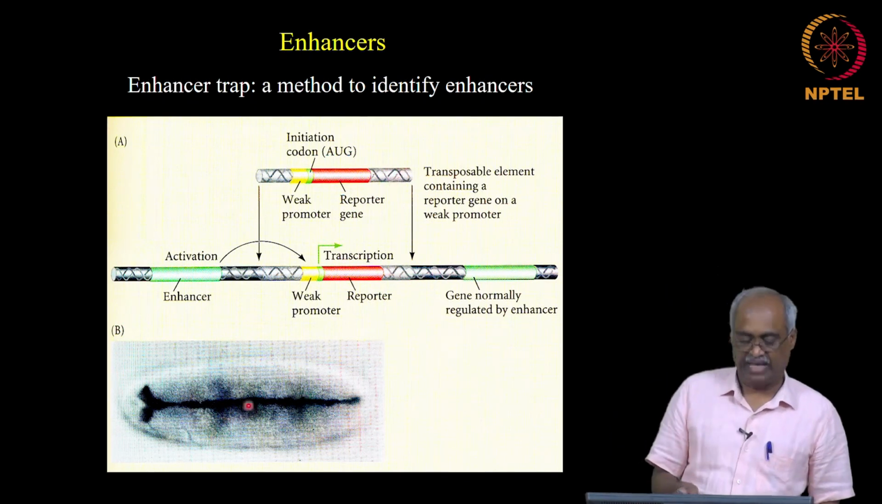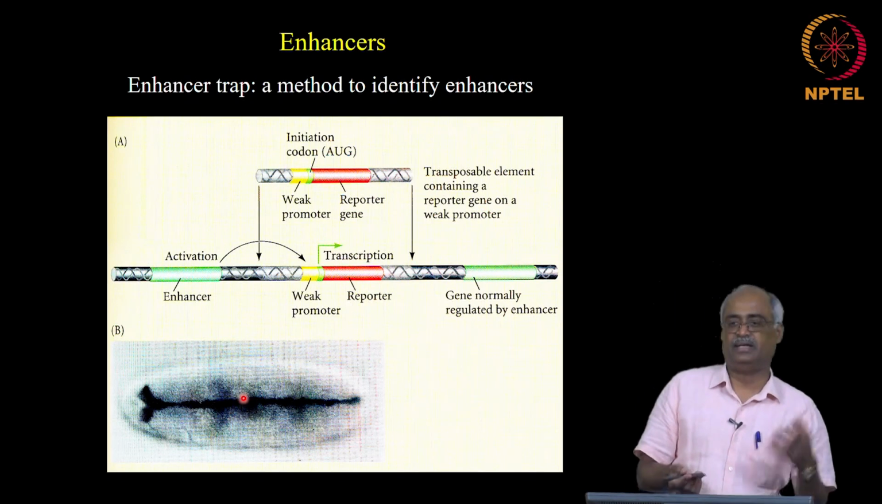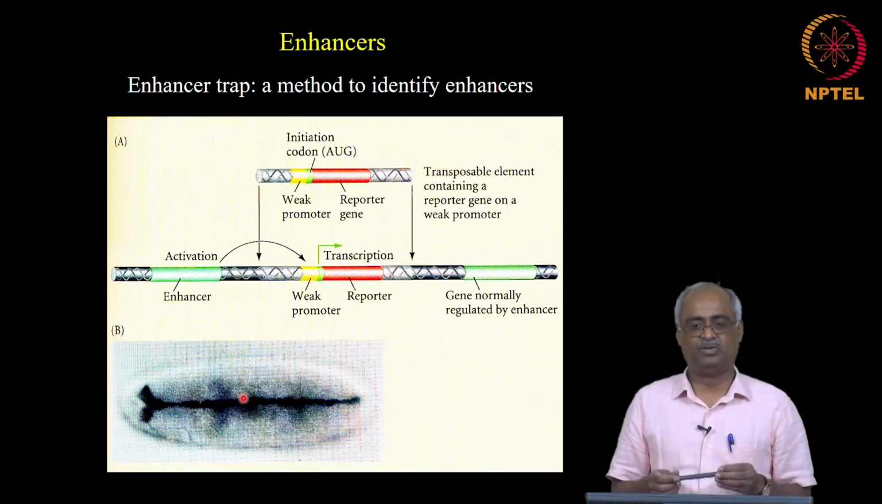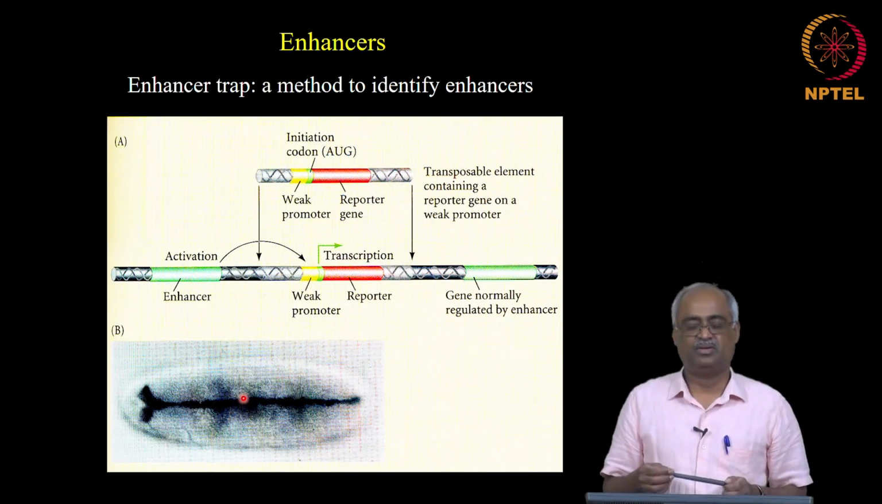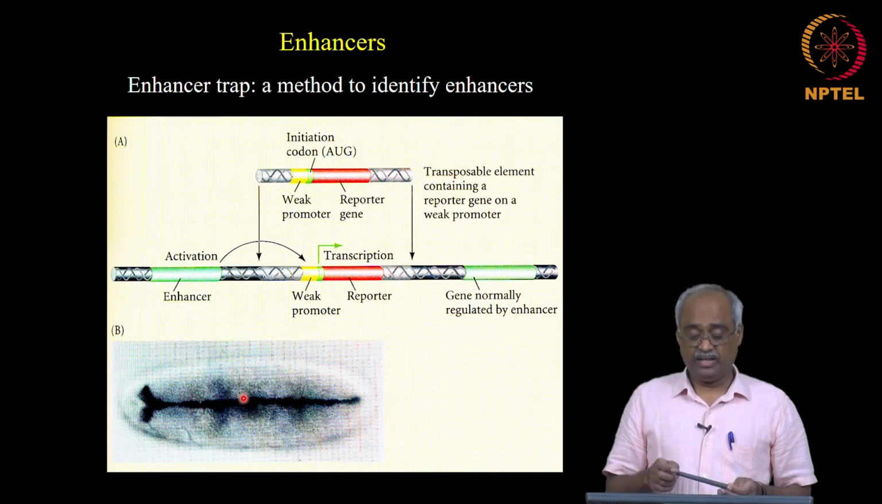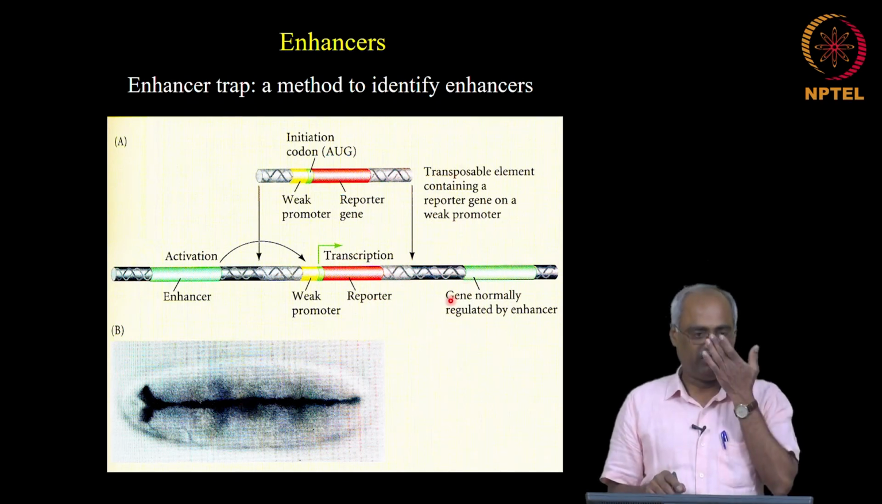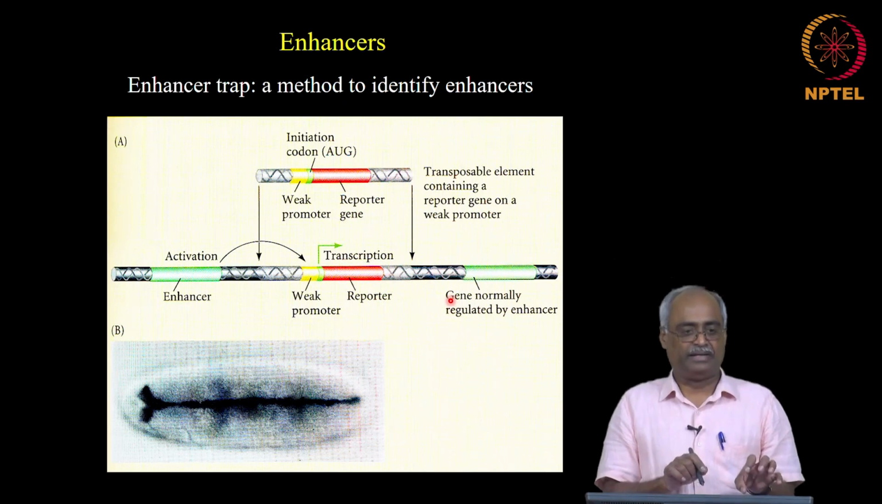Reporter gene is lacZ here. So this is done in an era long before GFP was discovered. You will find out where it inserted by sequencing the flanking region. That will not be difficult, but the point is you have trapped an enhancer.